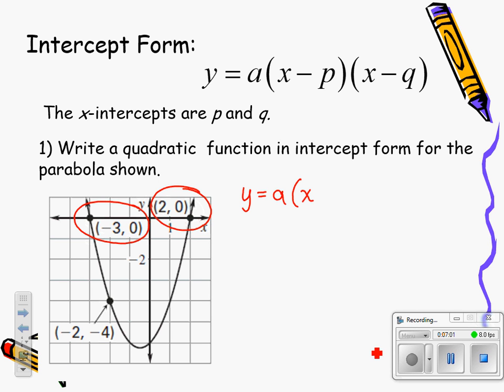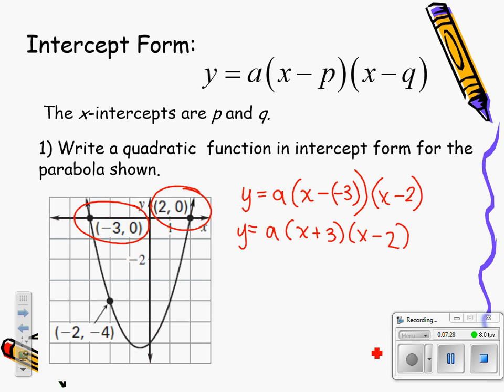And remember, p and q are opposite. So your x-intercepts are opposite because we have to set them equal to 0. So if p is -3, then in the equation it was -3, which is really +3. And q would be opposite of 2, which would be -2. So I'm going to rewrite this one more time: x plus 3, x minus 2, okay?